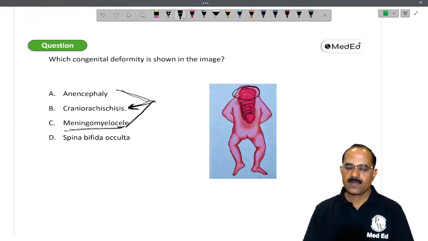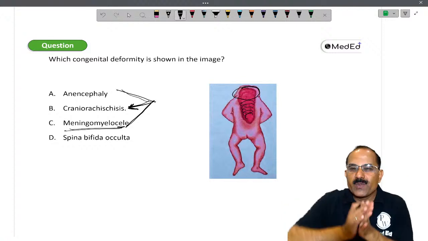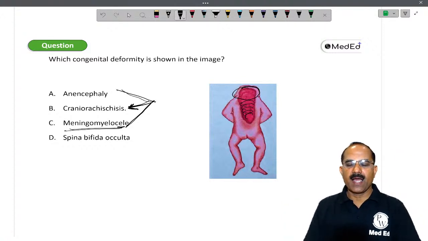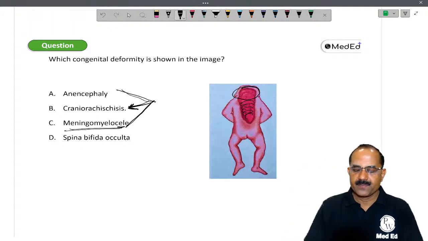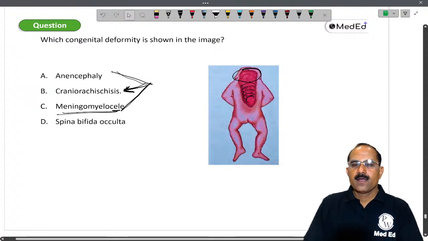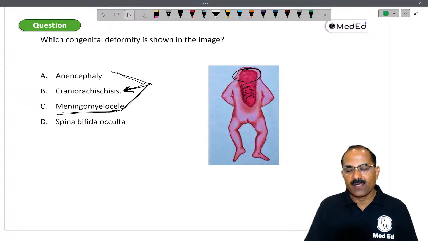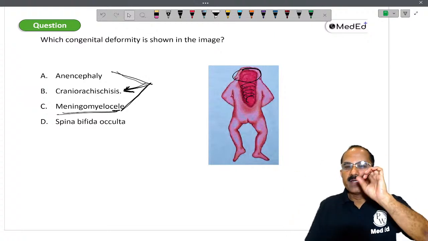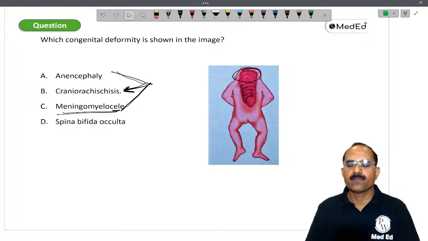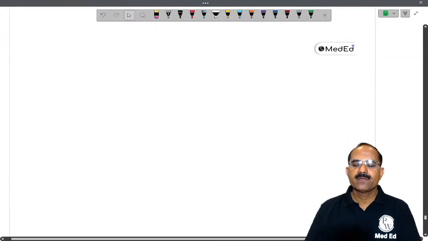This defect is due to non-closure of the neural tube. When does the anterior neuropore close? The anterior neuropore closes by the 25th day of intrauterine life, and the posterior neuropore closes by the 29th day of intrauterine life. 24th is fine. 28 is also said. 24, 25, that's fine.